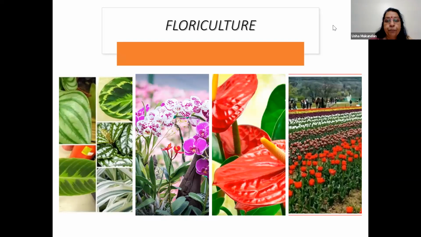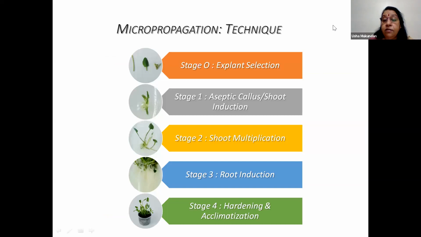Now, what are the different stages of micropropagation? Different books will give you various definitions, but normally the standard definition would start with your explant selection. What is an explant? Your starting material is known as an explant. I'll be telling you what can be used as an explant. Then stage 1 is your establishment of the explant.